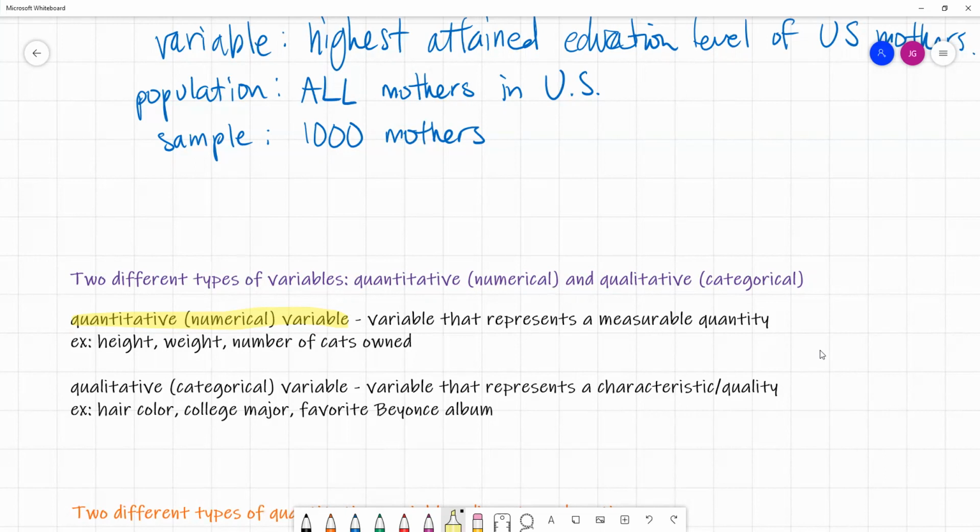The difference between that and qualitative or categorical variables is that they represent a characteristic or a quality. So something about the object or individual that's not measured with numbers. You cannot measure a qualitative variable with a number. For example, if I asked you what your hair color was, you wouldn't say a number. You would tell me either brown or blonde, whatever your hair color might be. Same thing with college major, and same thing with favorite Beyonce album.